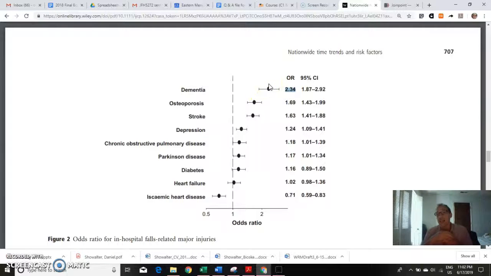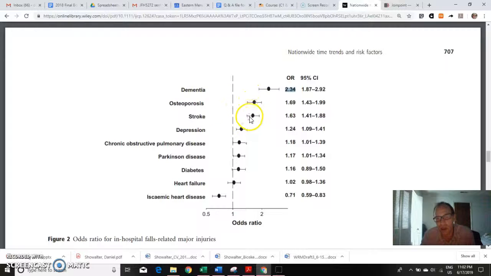What we could say is that means it's a statistically significant result. If there were a p-value here, there's not. If there were, the p-value would be less than 0.05. Because 1 is not, even in the best case scenario for dementia patients here, 1 is not included in there. So we're pretty sure that having dementia increases your chance of a major fall and getting an injury.